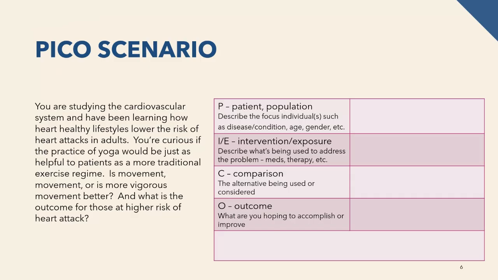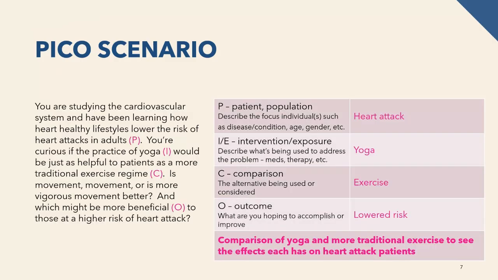All right, let's take a look at how you might go about forming a PICO question. Let's say that you're studying the cardiovascular system and have been learning about how heart-healthy lifestyles lower the risk of heart attacks in adults. You're curious if the practice of yoga would be just as helpful to patients as a more traditional exercise regime. Is movement or is more vigorous movement better? And what is the outcome for those at higher risk of heart attack?